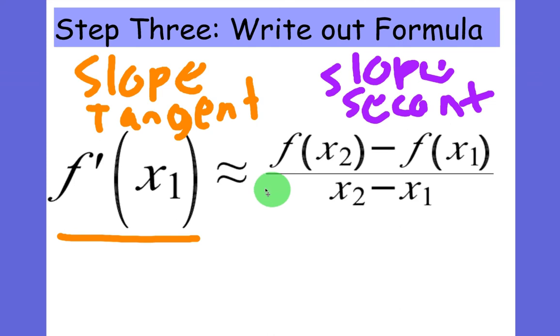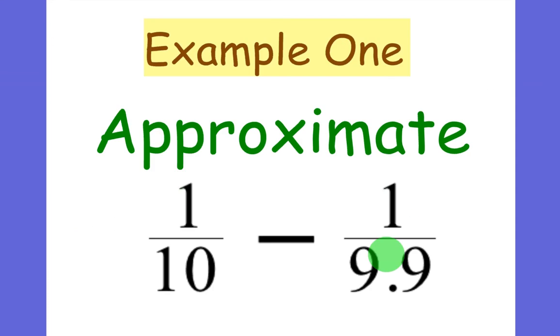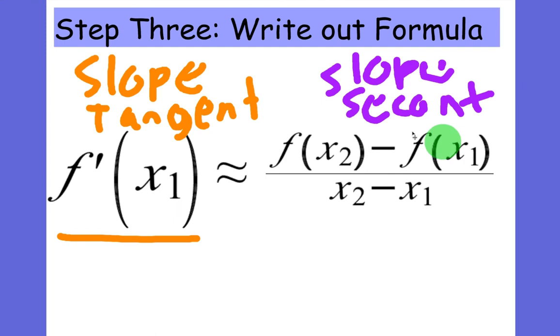Now, for this particular example, we're going to take a look at exactly what we're trying to solve for. Notice the question is asking for 1 over 10 minus 1 over 9.9 to approximate that, not to plug it into your calculator, but to approximate it using linear approximation. So this whole top of the fraction is actually what we're solving for. We just need to get that by itself for this particular example.